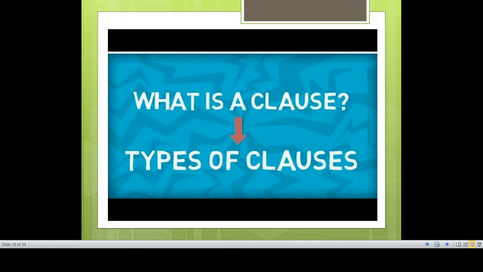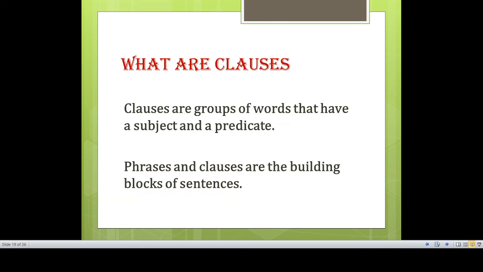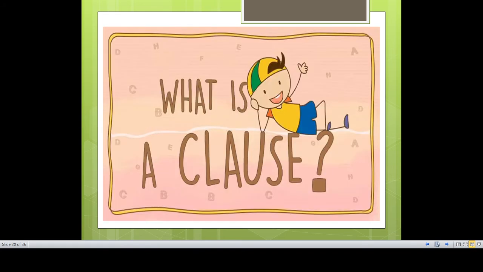Clause. What are clauses? Yes, clauses are groups of words that have a subject and a predicate. Phrases and clauses are the building blocks of sentences. All right, so how does a clause differ from a phrase? Of course, a clause is much bigger than a phrase. Unlike a phrase, a clause consists of a subject and a predicate. It looks more or less like a proper, complete sentence. That means it can stand on its own.